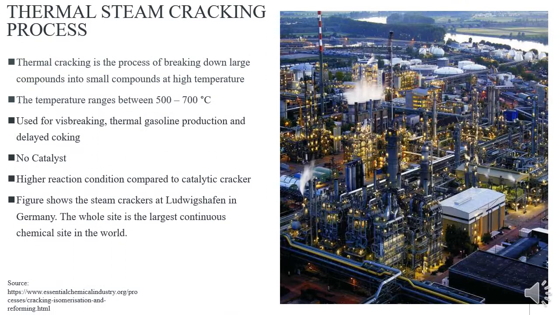Next, the thermal steam cracking process. Thermal cracking is the process of breaking down large compounds into small compounds at high temperature. The temperature range is between 500 to 700 degrees Celsius, used for visbreaking, thermal gasoline production and delayed coking. The thermal steam cracking process does not use any catalyst. It has higher reaction conditions compared to catalytic cracking, and the figures show the steam crackers in Germany. The whole site is the largest continuous chemical site in the world.